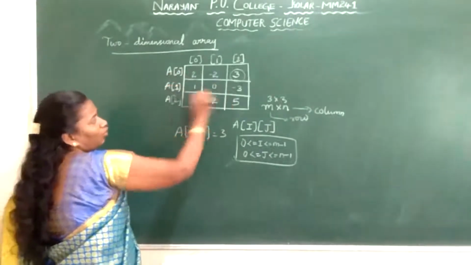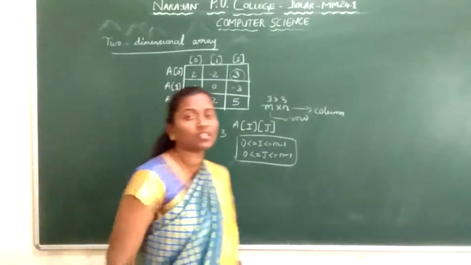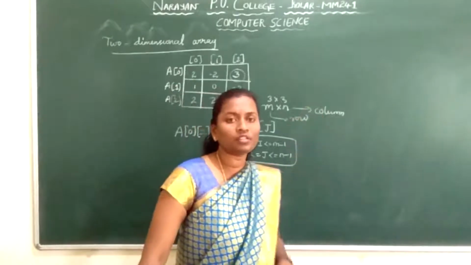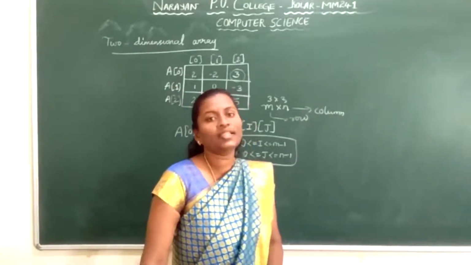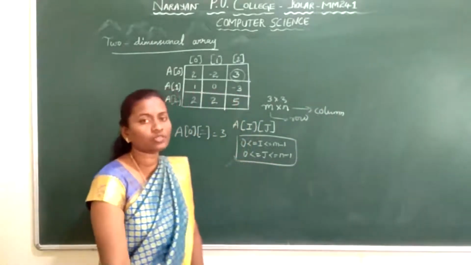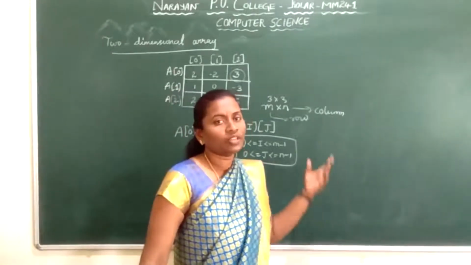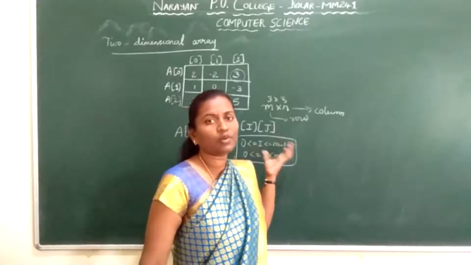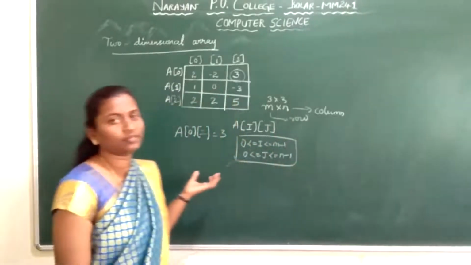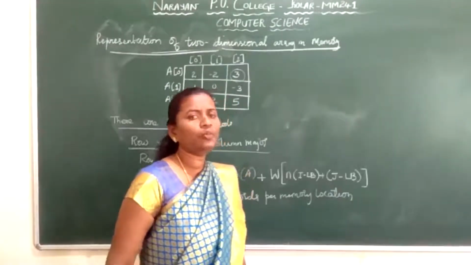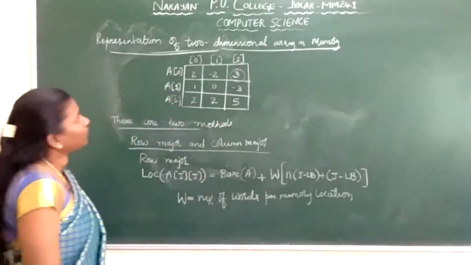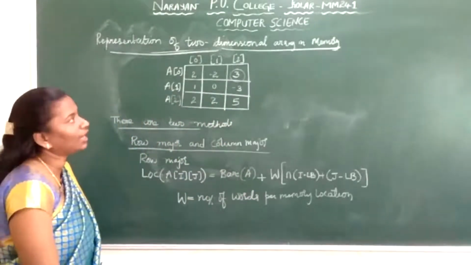When I take it row wise, we call it row major. When I discuss it column wise, it is called column major. In the two-dimensional array, we have formulas for row major as well as column major. In the next concept, we are going to discuss row major and column major. Now we will discuss the representation of a two-dimensional array in memory.